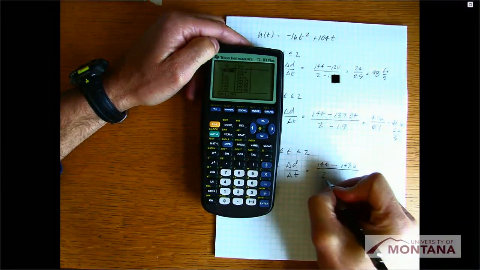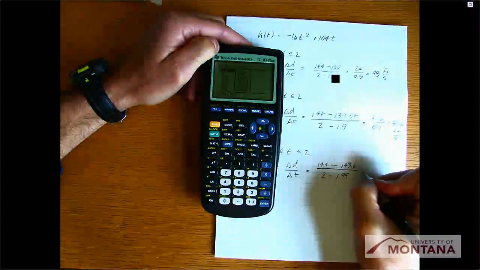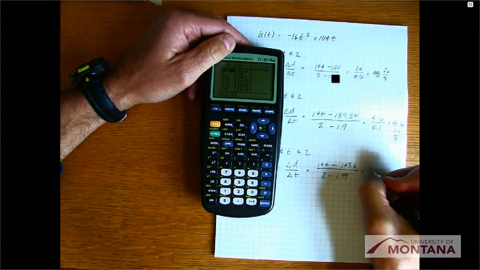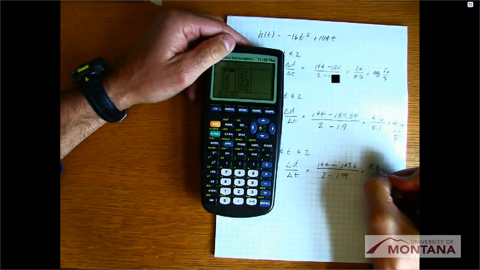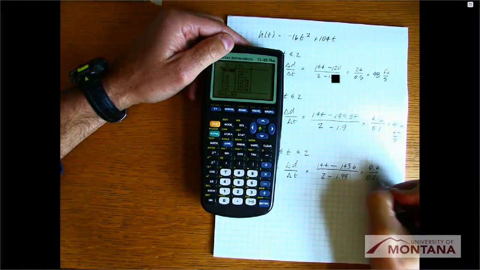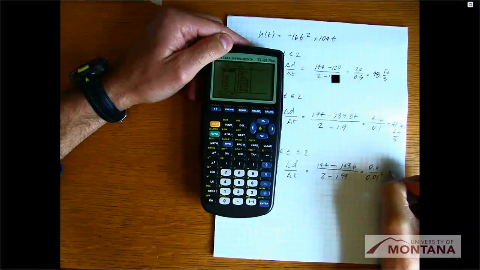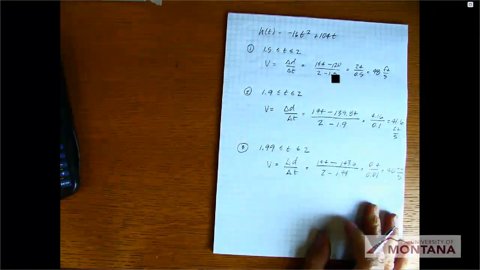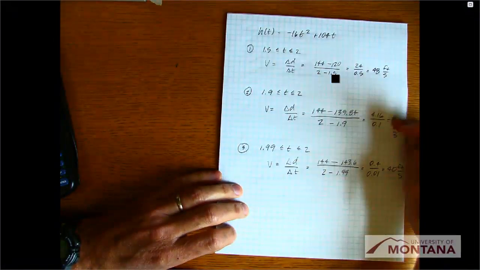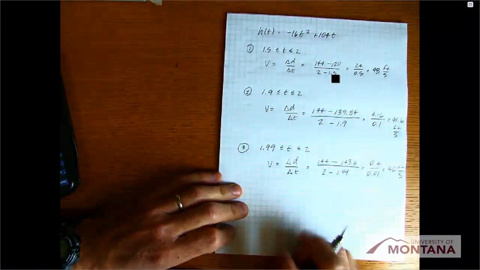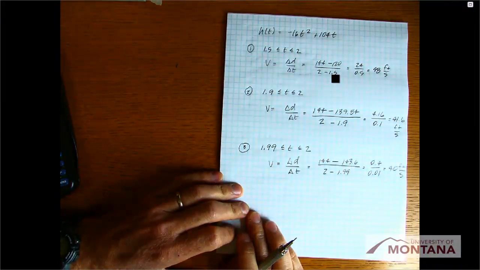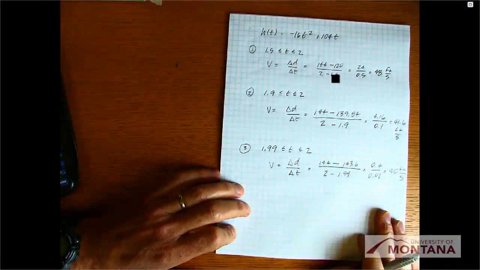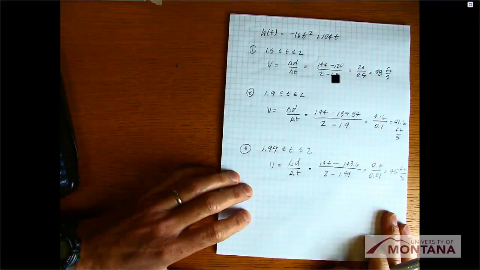And let's see, 2 minus 1.99. So it looks like the difference here is just 4/10. So 0.4 over 0.01, which I think is going to give us 40 feet per second. And we can certainly see that these differences are getting smaller as our deltas in terms of the time intervals are getting smaller. So what we would expect is that these things would eventually converge to some particular number.